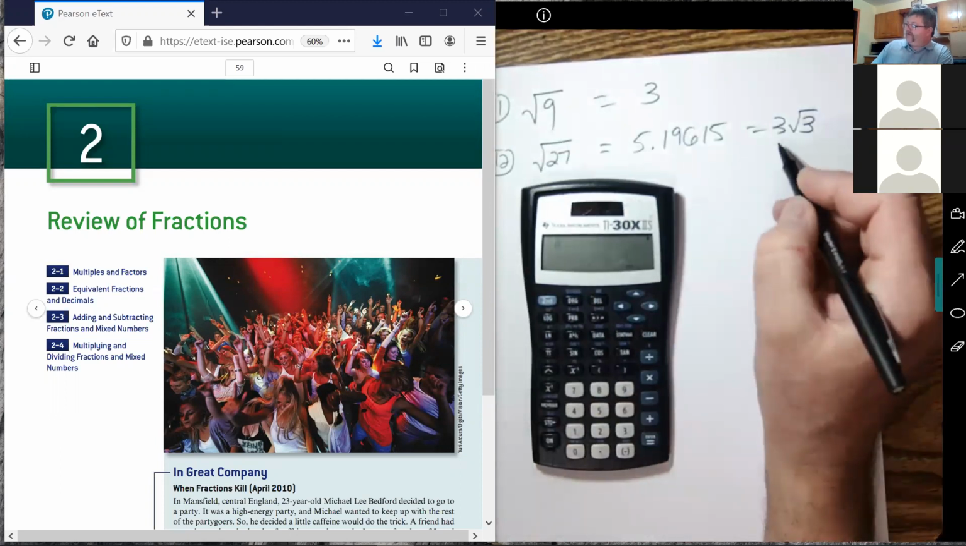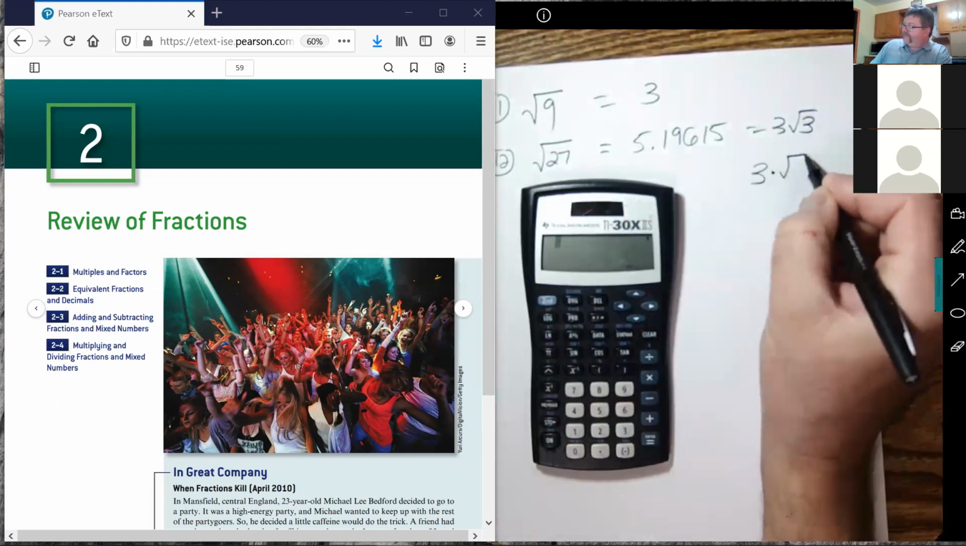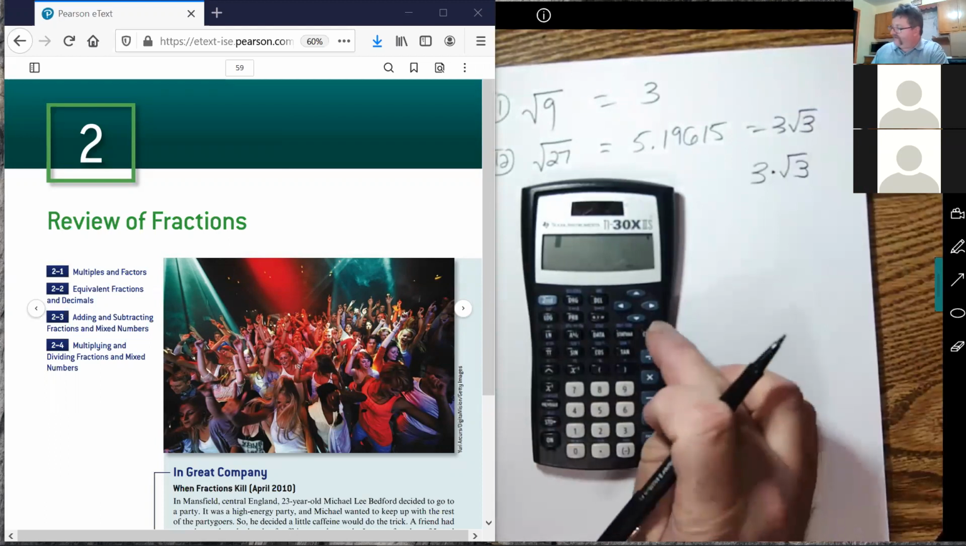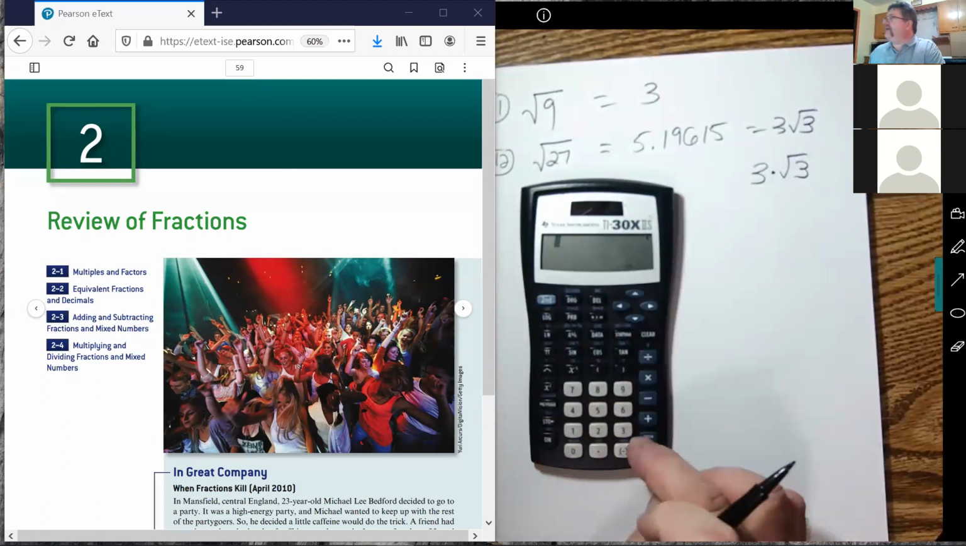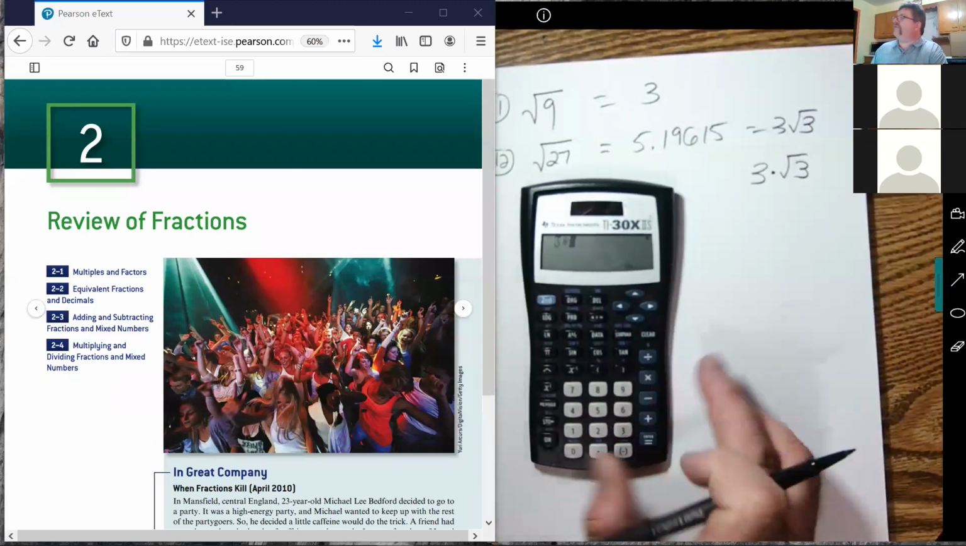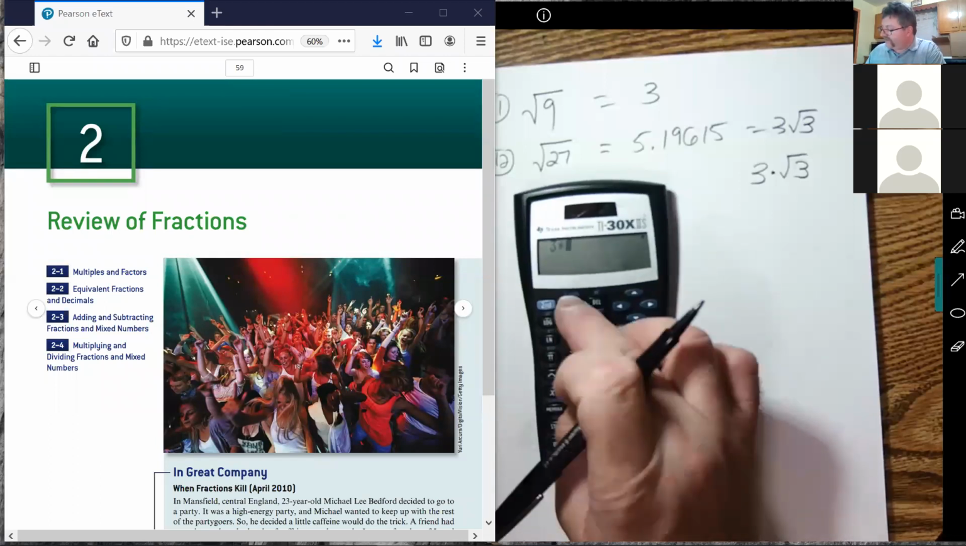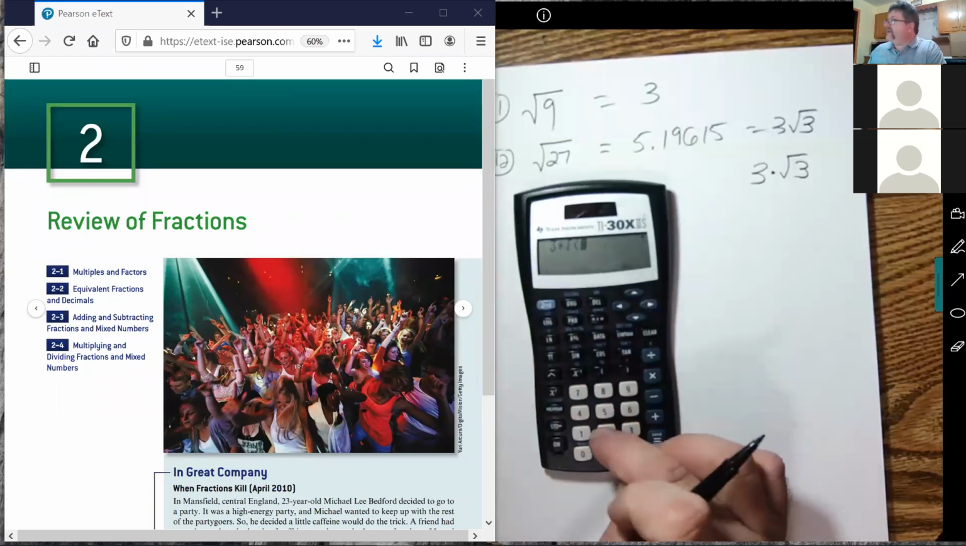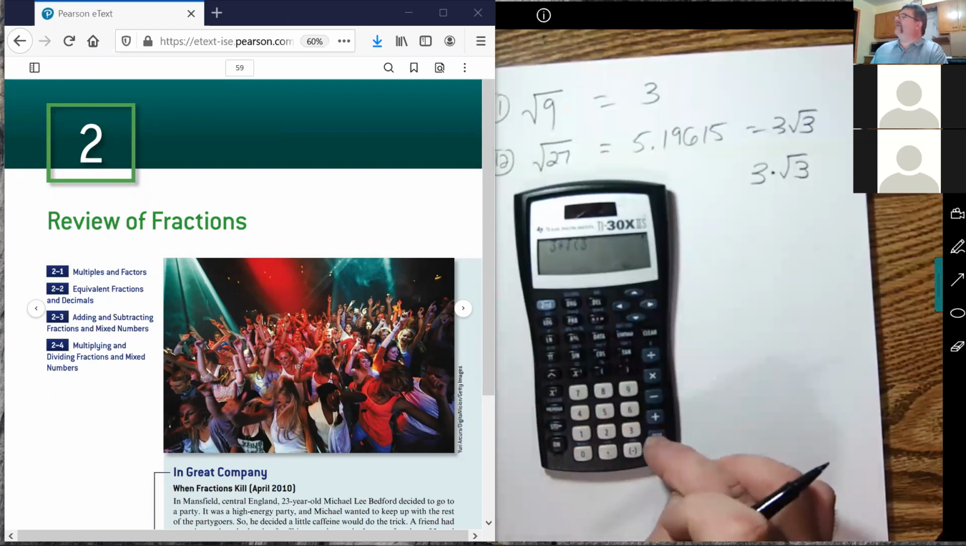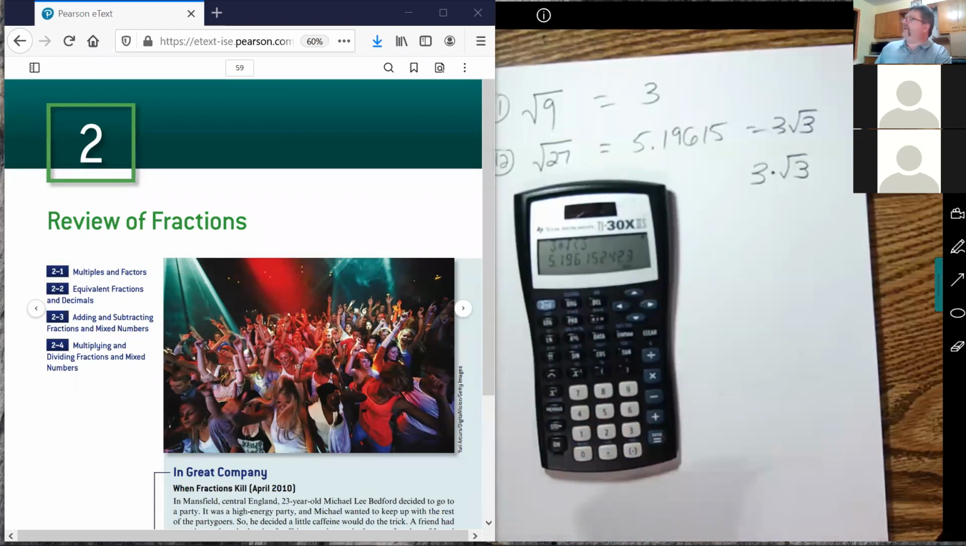Now, if you take this and you say 3 times the square root of 3, which is what that is, now I would think even your calculator would give us the answer. 3 times, I mean, mine will because it's already set up. But if you do that on your calculator, 3 times the square root of 3, you should get the decimal then, I would think.